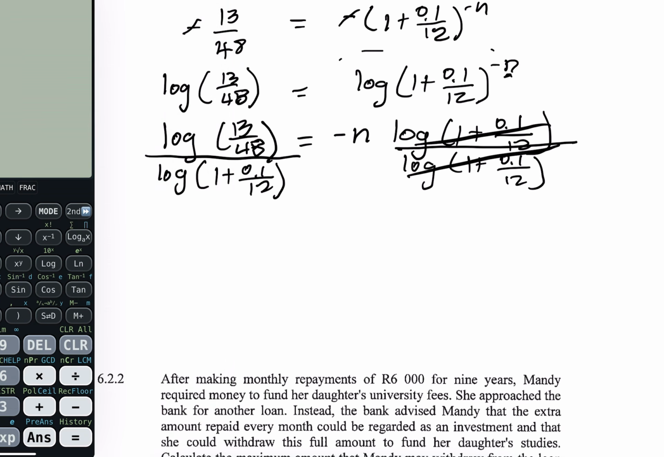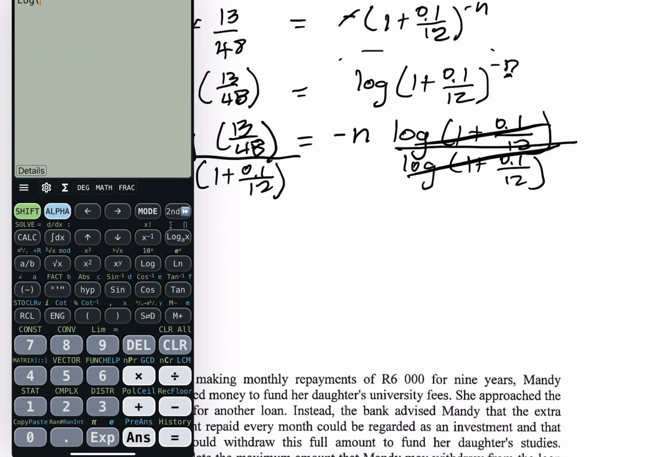So now I'm taking the log of 13 over 48, so that whole log there, divided by, don't worry about the gibberish that the calculator is giving us, we'll convert it nicely, divided by the log of 1 plus 0.1 over 12. So there's our answer there.